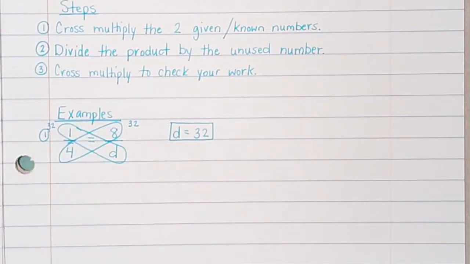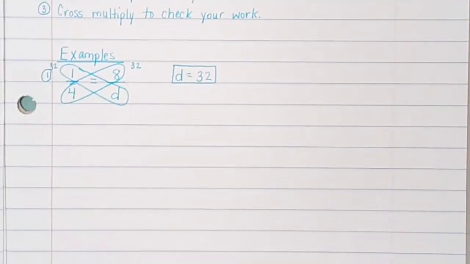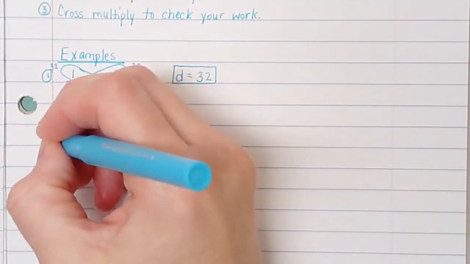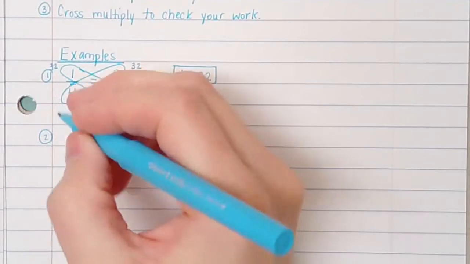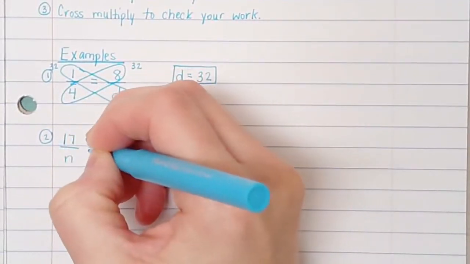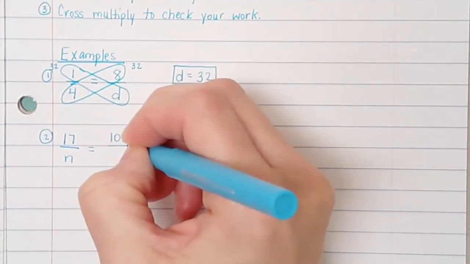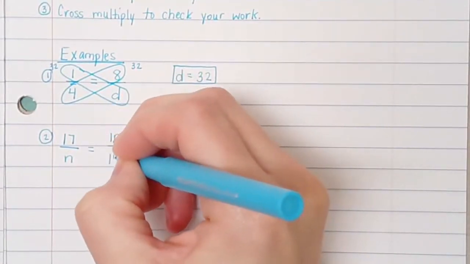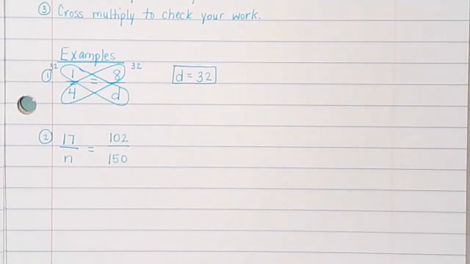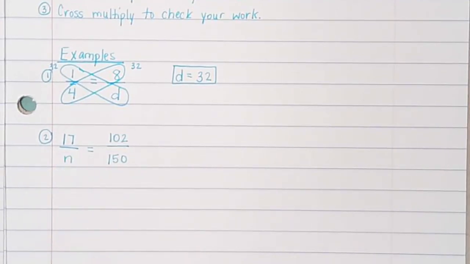Let's try another one. Maybe some more difficult numbers. All right, so we've got 17 over n equals 102 over 150. Okay? Another thing I need to add about proportions is that this variable can change spots. It doesn't always have to be in the same spot. It can be on the top, bottom, left, right. It doesn't matter.